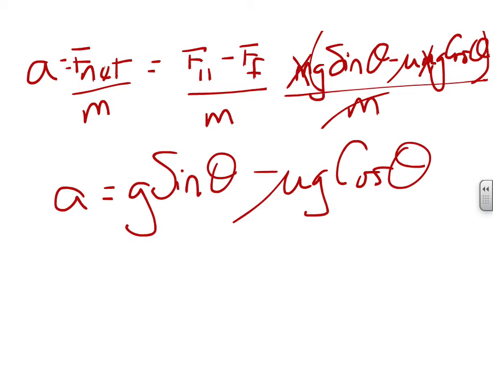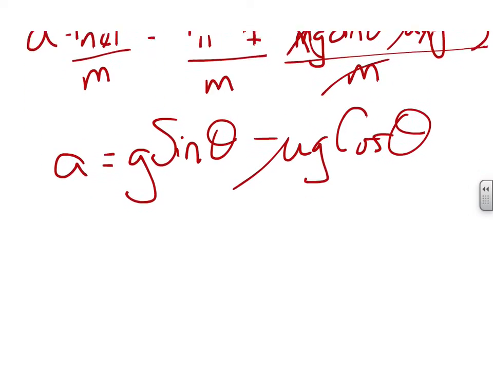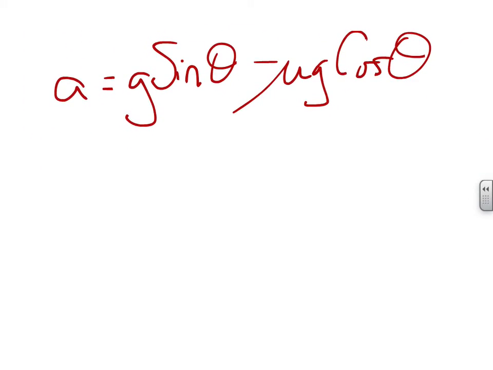So you say, hey, this is great. I don't even need to know the mass of that block up on top. So you're right. This piece of information is absolutely superfluous. The rest of it we, of course, need to know. So we know our mu is 0.327. We know the ramp is 32.8. That's all we need to know to be able to plug into here.